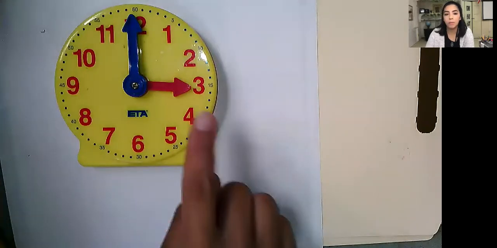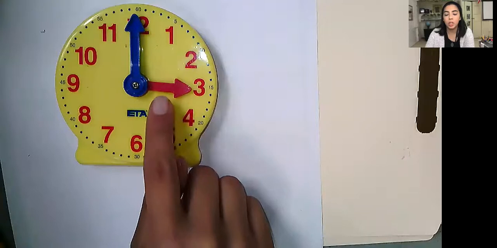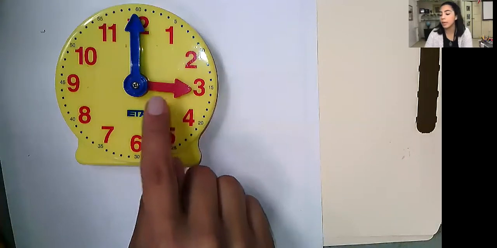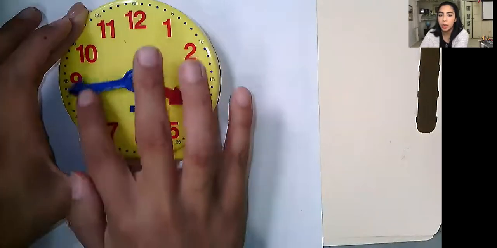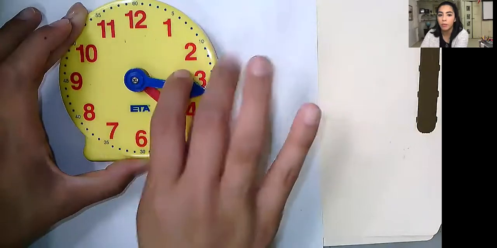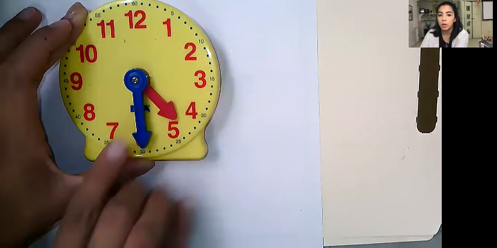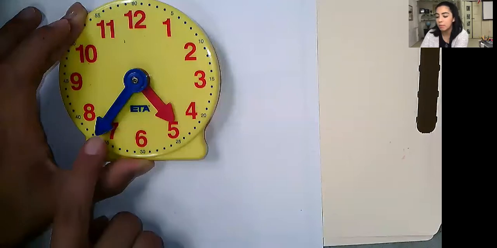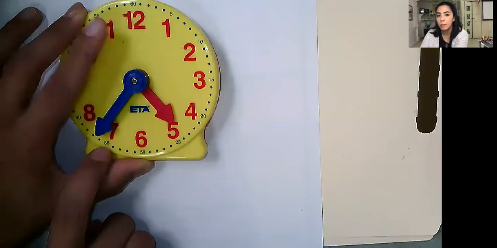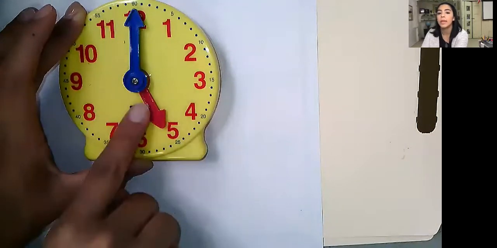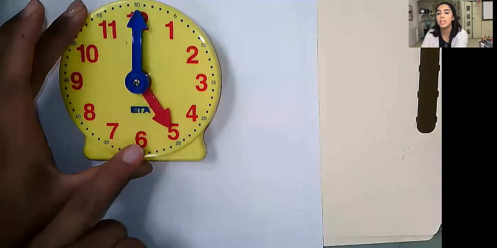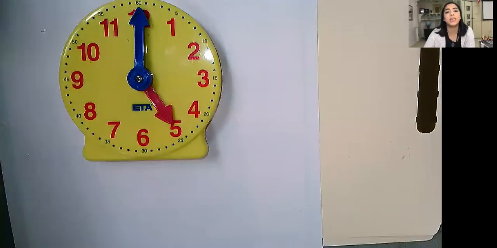Should it be on the 3? No, the red hand, the short hand, tells me what hour it is. So I'm going to move my blue until my red hand is on the 5. Okay, now it's on the 5, but is my blue hand back at the 12? No, so I have to keep on going until my blue hand is at the 12 and my red hand is on the 5. Once that is there, that tells me that it is 5 o'clock. The blue hand has to be on the 12 for it to be 5 o'clock.